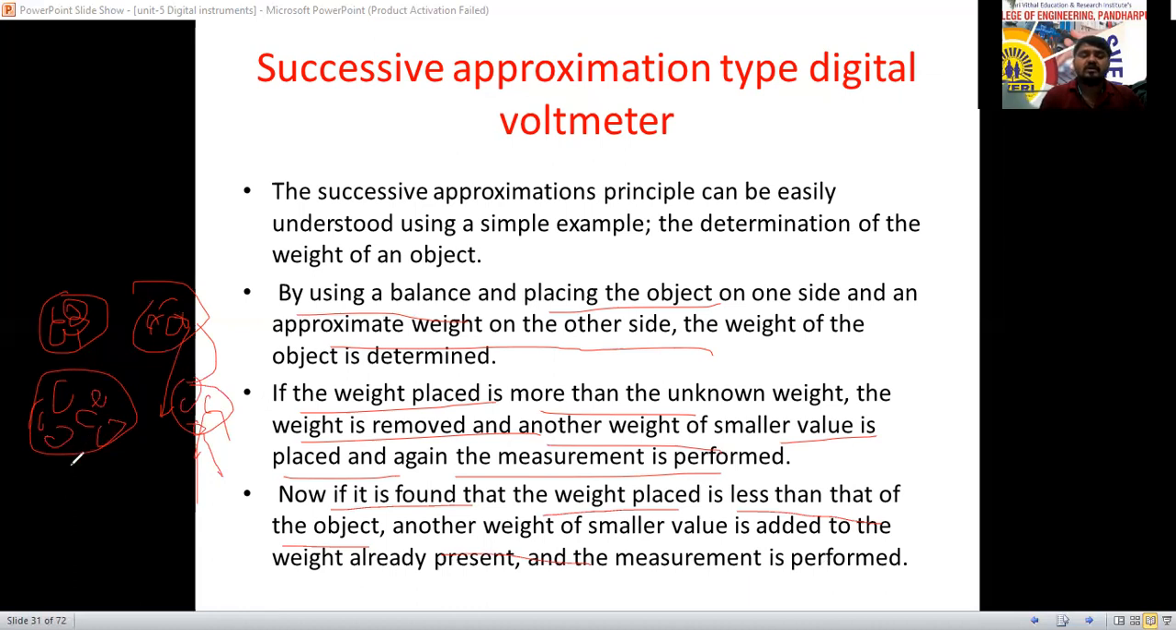Suppose it is downside now. The unknown weight is greater than this one now. So I will add some lesser value here. Some lesser value I am going to add over there.